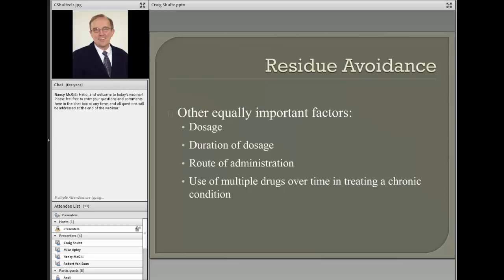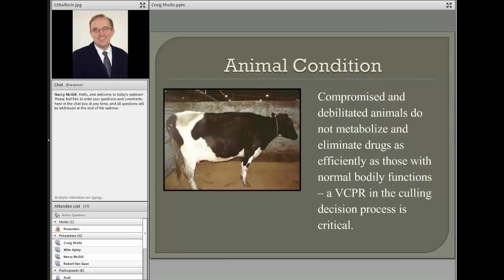Use of multiple drugs over time in treating chronic conditions is another area where we can get into trouble with determining an affected slaughter withhold.